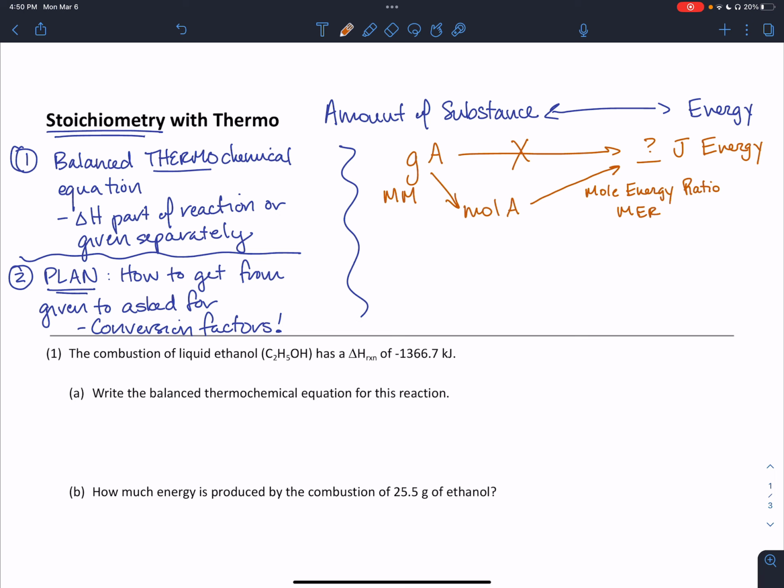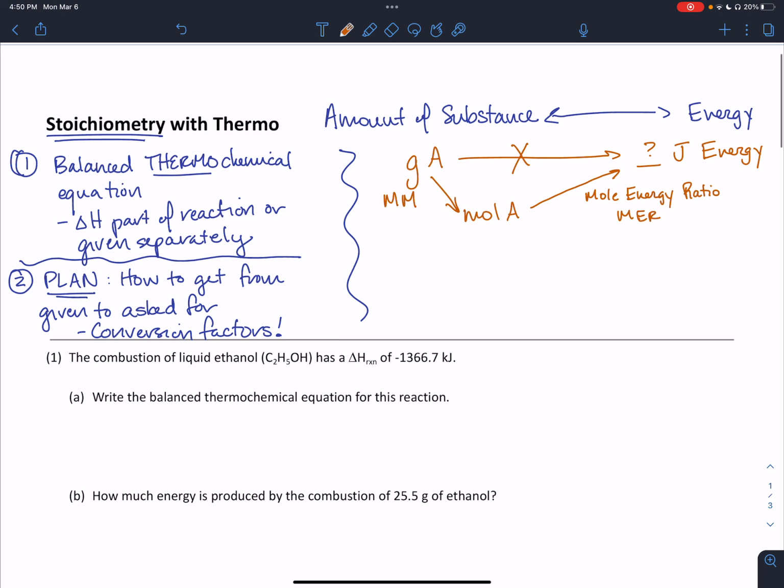Now obviously if we start with energy, we go the other way. We take the energy and we convert that into moles using the mole energy ratio. And then once I know moles of the substance, I can figure out grams of that substance using its molar mass.